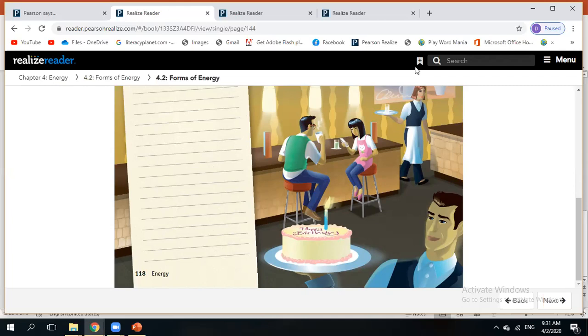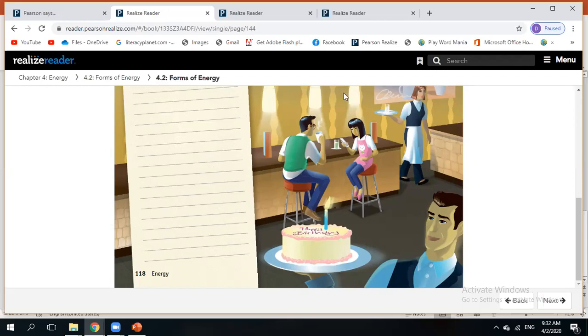I'm talking about this girl. Inside her body, there is chemical energy. And since she is walking, she has kinetic energy, so mechanical energy. And we talked about the cake, and we talked about the cell phone, which has electromagnetic energy. If it has a microwave, so electromagnetic energy. So all of these are examples.